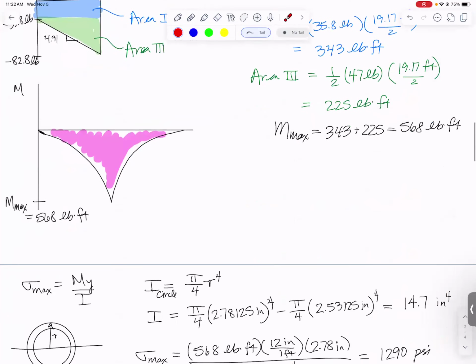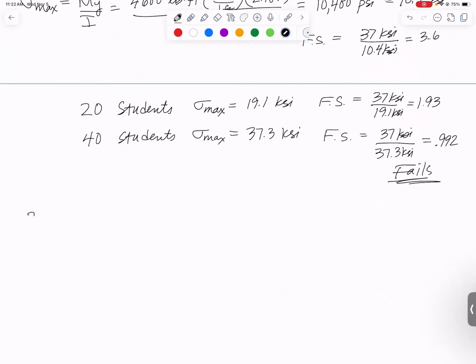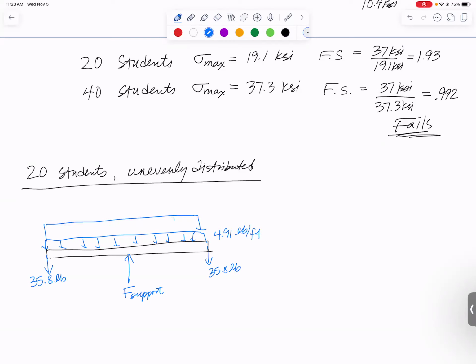So why don't we go back to our 20 student case? And instead of having those 20 students uniformly distributed, let's put 5 on each upright and then have 10 of them spread out. One more case to look at. So let's try 20 students unevenly distributed. We do still have our 35.8 pounds from each upright. We'll still have our support force in the middle. We've got the weight of the actual crossbar. That's the 4.91 pounds per foot. We have also the weight of the 10 evenly distributed students, which was 89.5 pounds per foot.